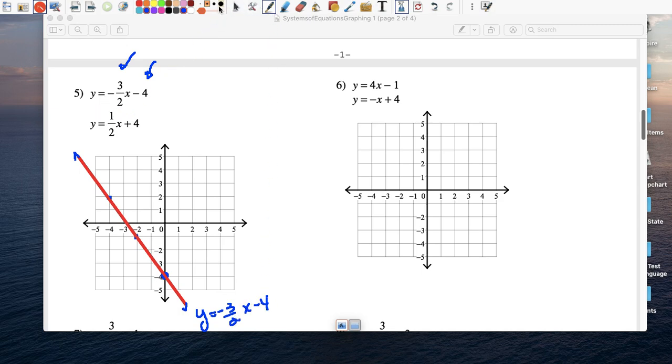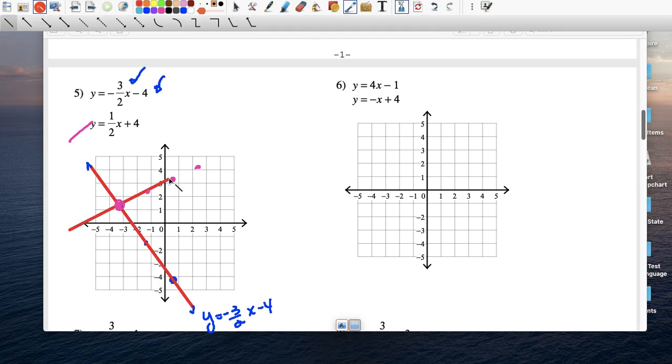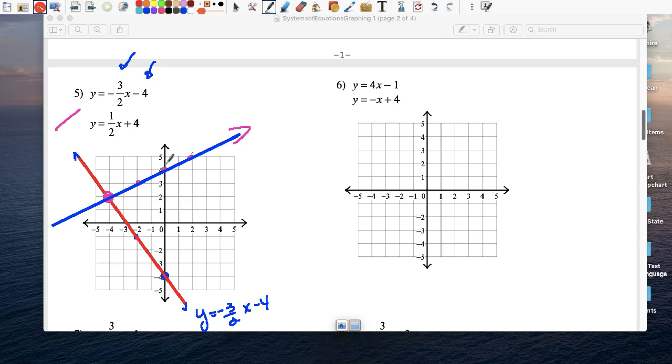And then let's do the second one. Let me just change colors. Y-intercept is +4, and it's a positive, so it's going to go up. So it's 1 up, 2 to the right, or 1 down, 2 to the left, 1 down, 2 to the left. And here is our point of intersection. Let me change colors. There we go. And this one is called y equals 1/2 x plus 4. Our point of intersection is right here, and that point is -4, 2.